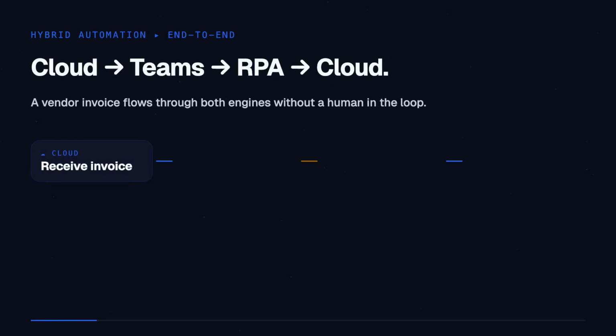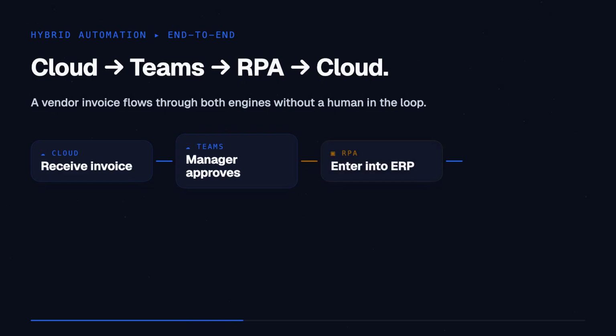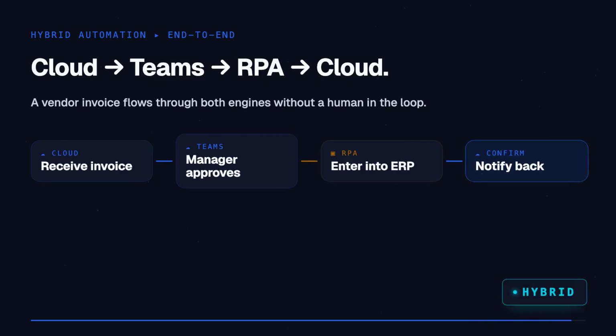A vendor invoice arrives by email. A cloud flow extracts the attachment and creates a record in Dataverse. An approval task posts to Teams. The manager approves with one click. A desktop flow logs into a legacy ERP. It navigates to the right screen and enters the invoice data. Control returns to the cloud flow, which posts a confirmation back to Teams. Hybrid automation bridges modern cloud systems and the older platforms still running the back office.